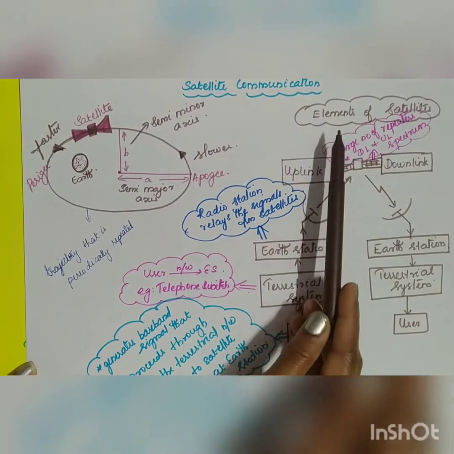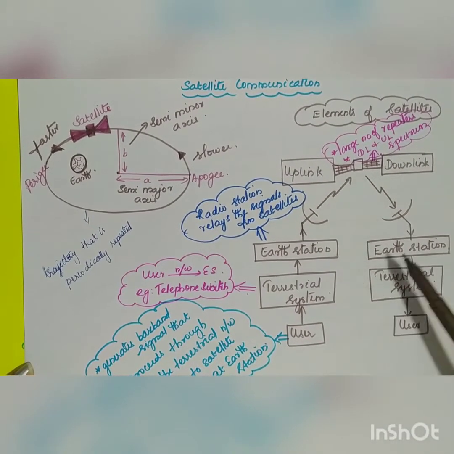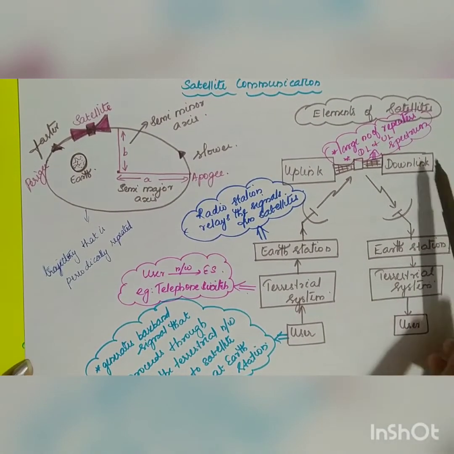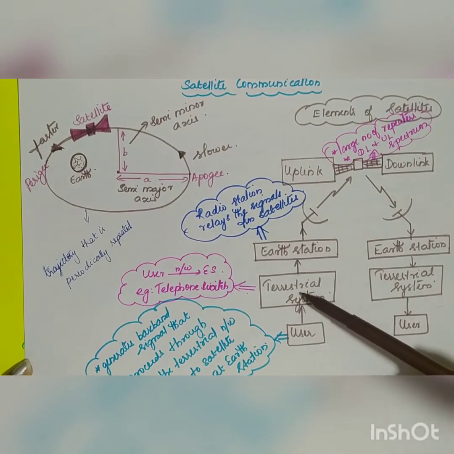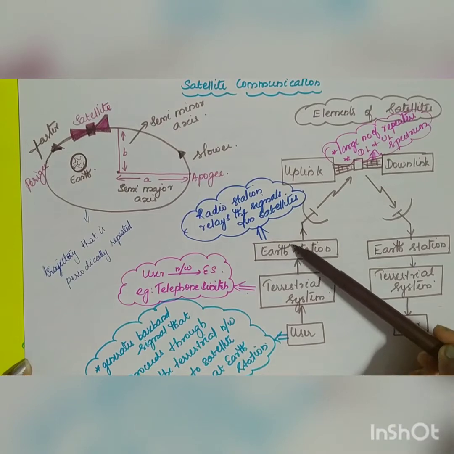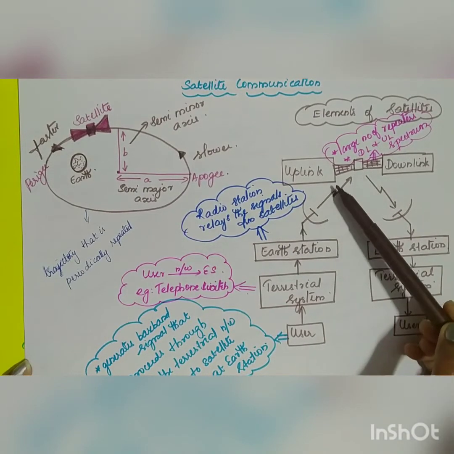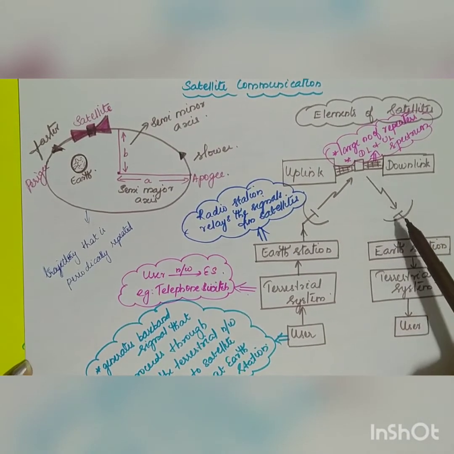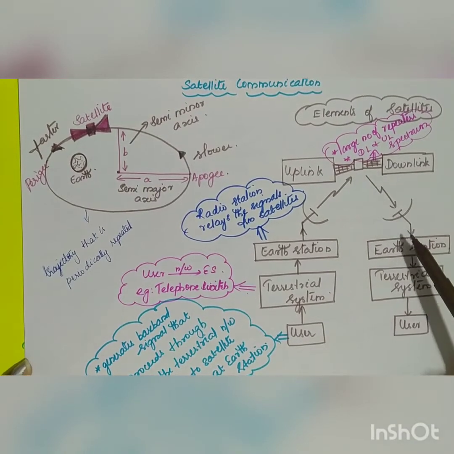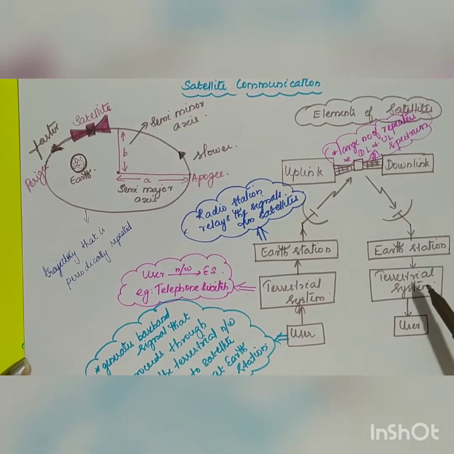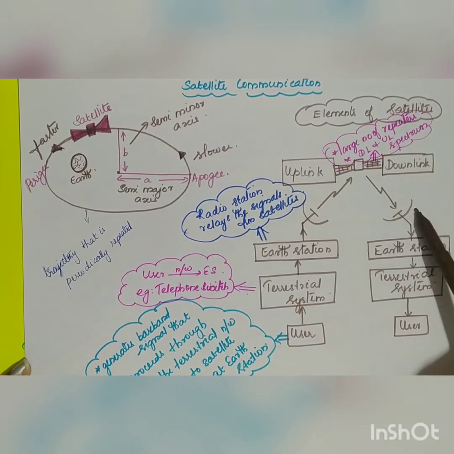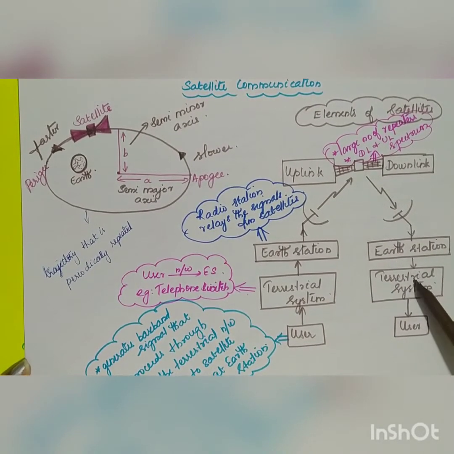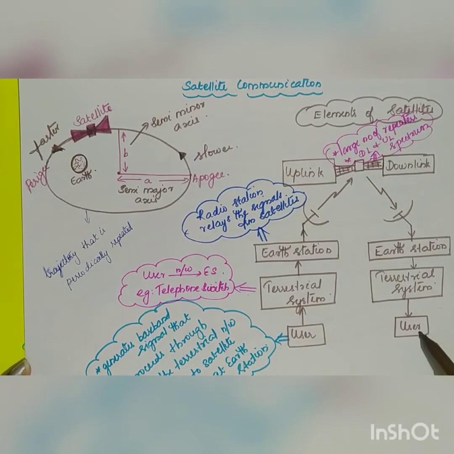The next topic is the elements of the satellite. What are the different elements you have in the satellite? This is the structure of the different elements. It starts from the user terrestrial system, Earth station. It passes on to the satellite by means of your uplink and the downlink. The satellite transmits the signal to the ground by means of your downlink, with an antenna, which comes again to the Earth station, terrestrial system and the user.